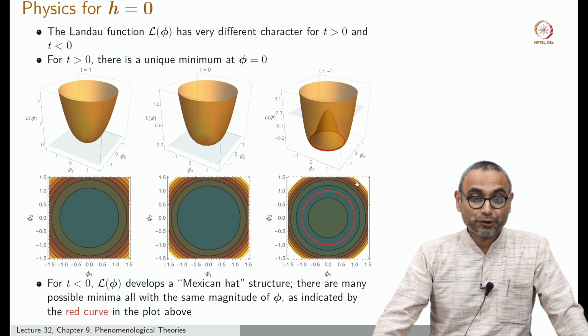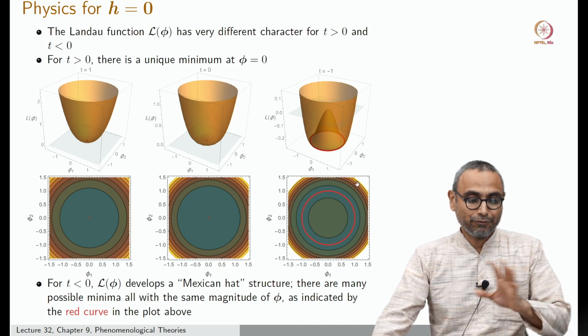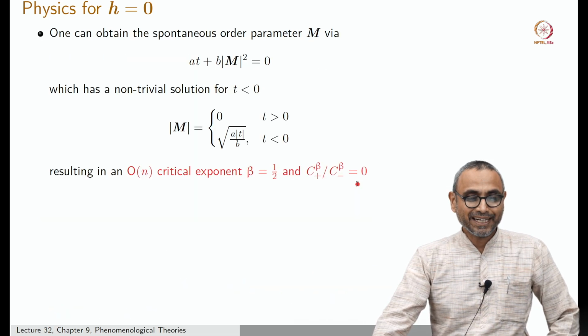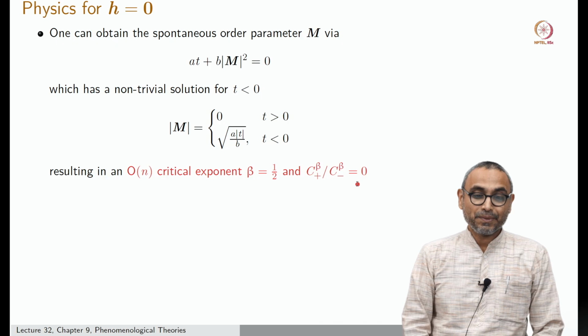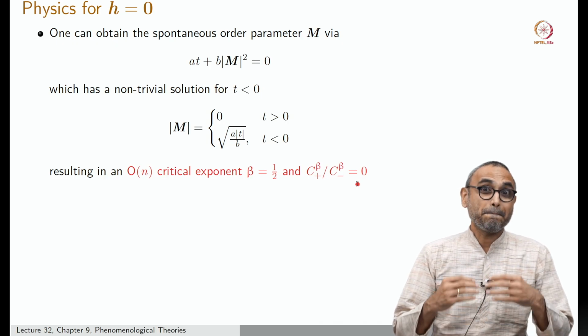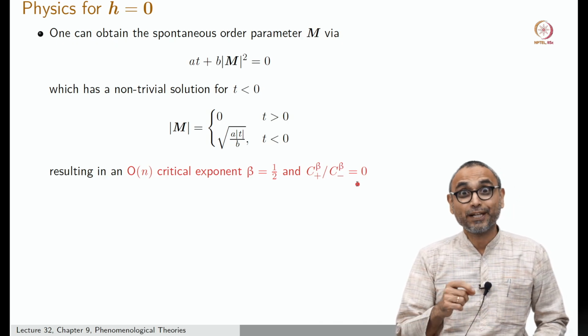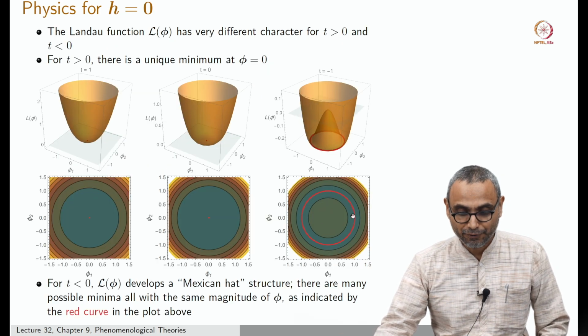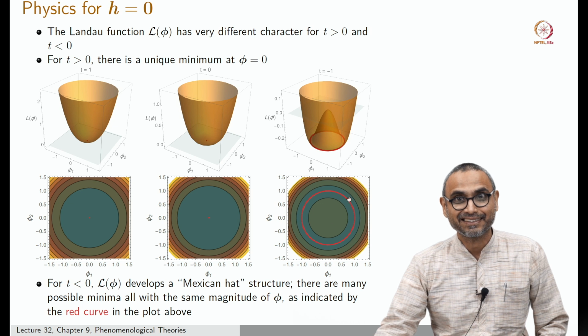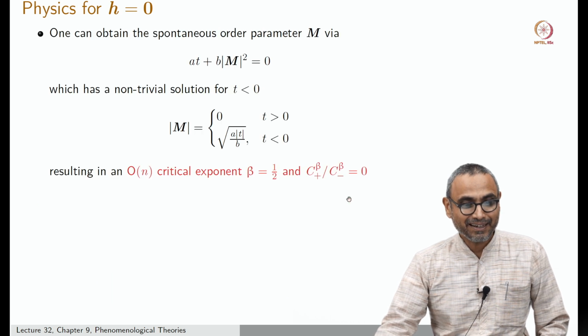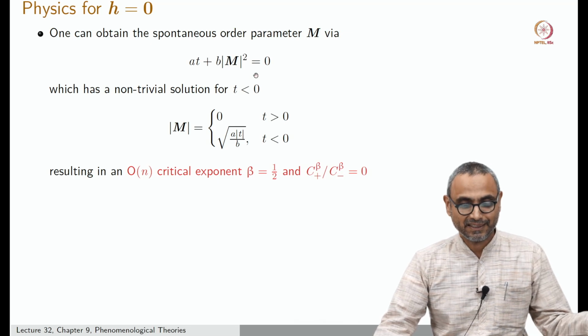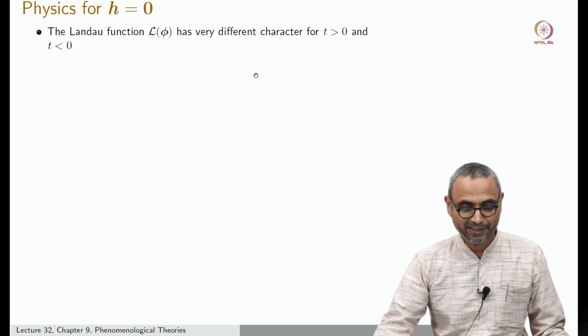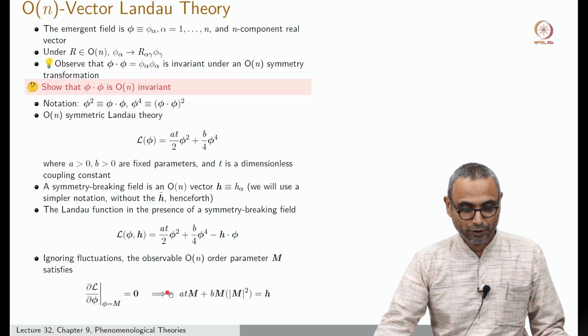Okay, so what is it that we can infer from this discussion? What we can infer from this discussion is, you can obtain the magnitude of the order parameter. What is the magnitude of the order parameter? It's the length of the phi which minimizes the energy, right? And that will satisfy the following equation. This is very straightforward. It follows from this equation actually.